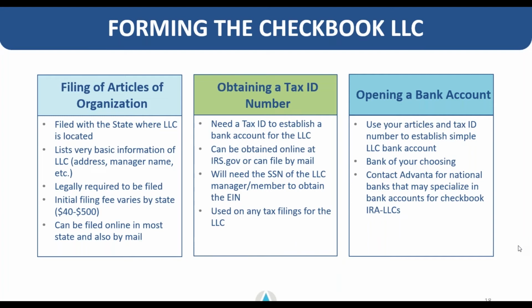But you have to file that articles of organization. You also have to obtain a tax ID number. So the LLC has to file form SS-4 with the IRS to get a tax ID number specifically for that LLC. Now, you can do this online. Again, most people do it themselves.